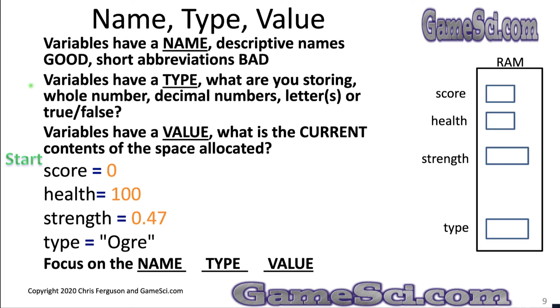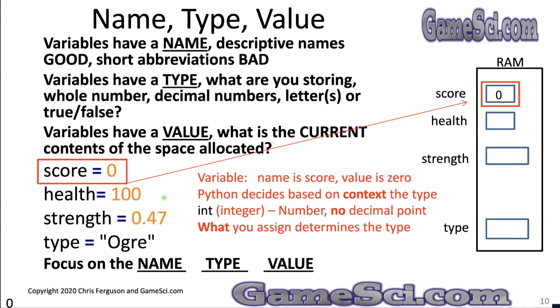Variables have a type. What are you storing? A whole number? A number with a decimal point? Letters? True, false? What are you storing? That is the type of your variable. Variables have a value. What is the current contents of the space allocated? Variables have name, type, and value attributes associated with them.